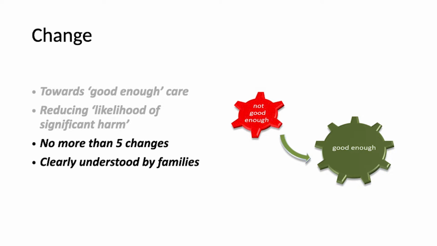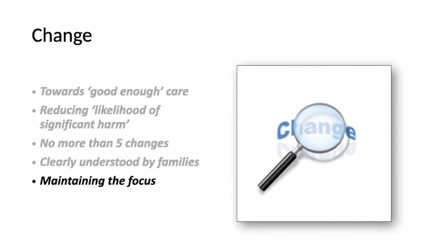We focus on no more than 5 areas of change, ideally no more than 3. The change has to be understood by the family, a shared understanding, using their own words where possible. And lastly, keeping the focus on change consistently as you work through the child protection process. These changes are a silver thread that weaves through the discussions with families.